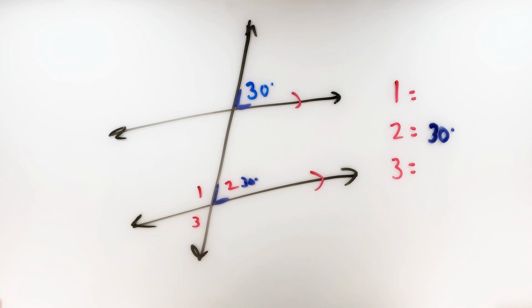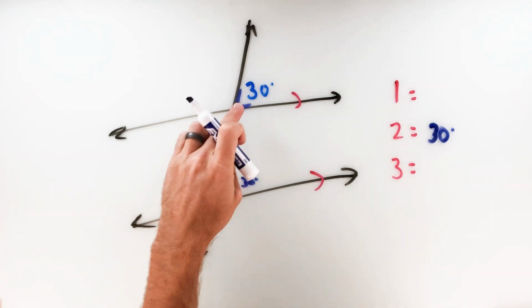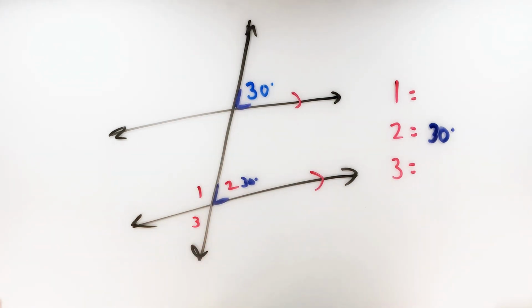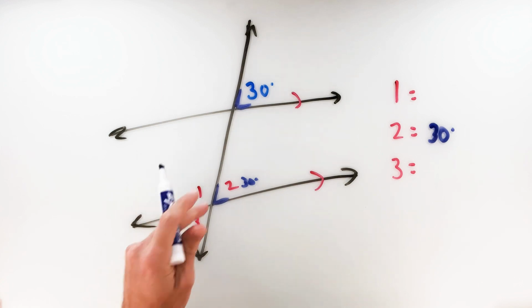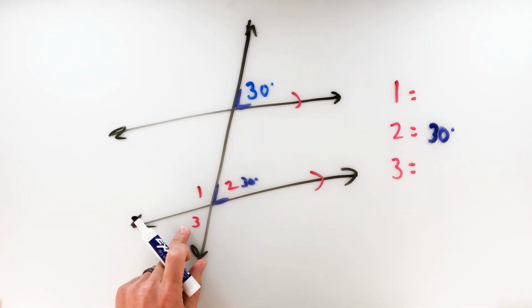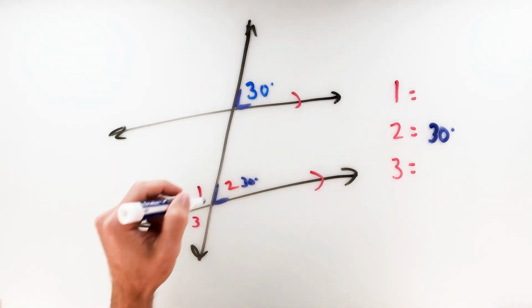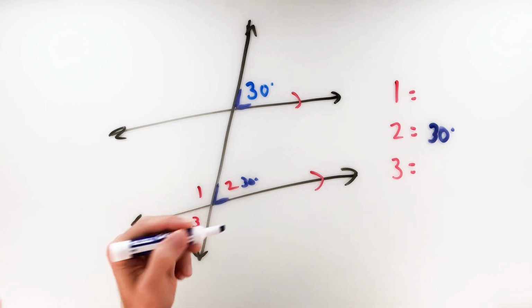Can we identify another pair using 30 and one of my other angles down here at the bottom? You can see that this 30-degree angle is on the exterior. It's outside the parallel lines, and it's on the right. If I go down to the other intersection, angle 30 and angle 3, with 3 being on the other side of the transversal, those are going to be alternate exterior. And alternate exterior angles are always congruent when lines are parallel. So angle 3 is also 30.